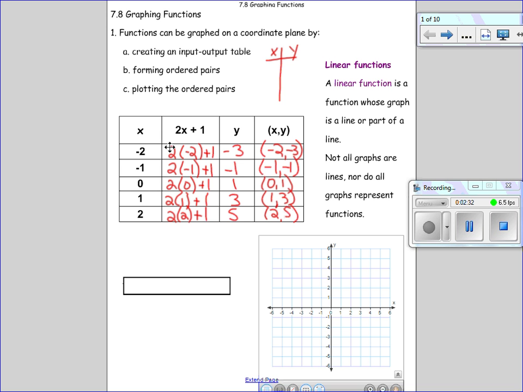Now you'll go to your graph and plot each of these points. So negative 2, negative 3, negative 1, negative 1.